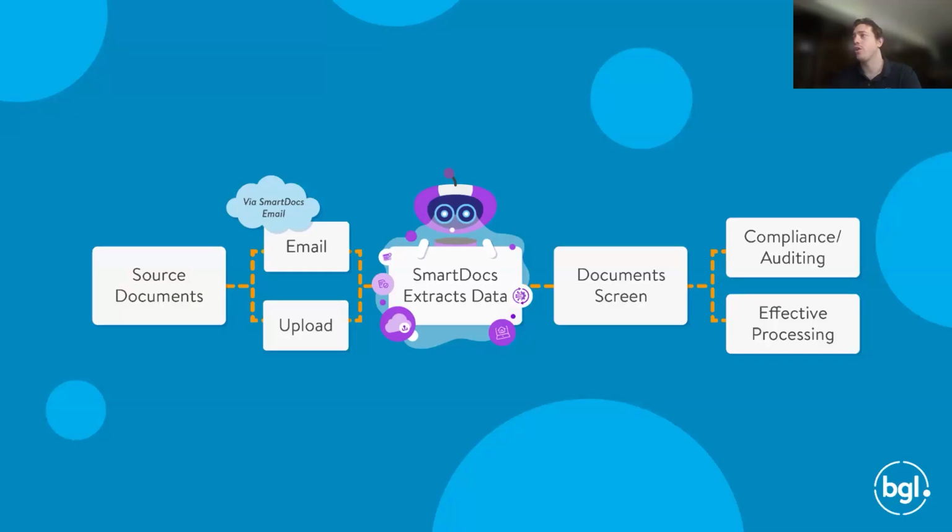Now, from there, you've got two benefits. You've got the compliance and auditing side, of course. If you've got all the documents in the document screen, you can then categorize them and put them through to the work papers, which we'll talk about a little bit. But the point that I'll be focused on in today's webinar is how we can make processing more effective. So how can we get the processing to be more effective using SmartDocs?